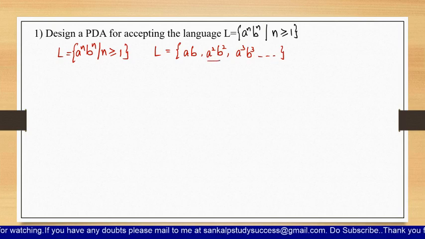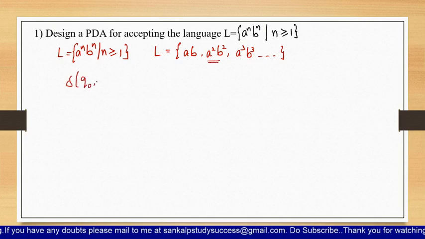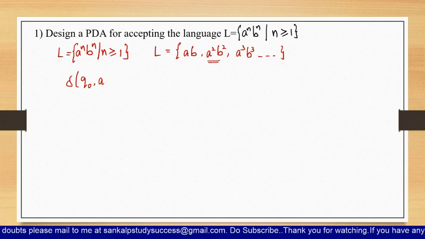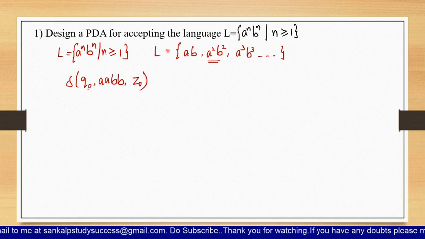First let me consider a square b square, then the transition function of q naught comma a square b square, that means aa bb. Let us write it in the form of aa and bb so that it will be clear for us. aa bb comma z naught, because we are going to start our pushdown automaton with our initial state q naught, and the top of the stack will be z naught. So I'm considering a square b square. How are we going to construct the pushdown automaton? We need to have a logic, correct?